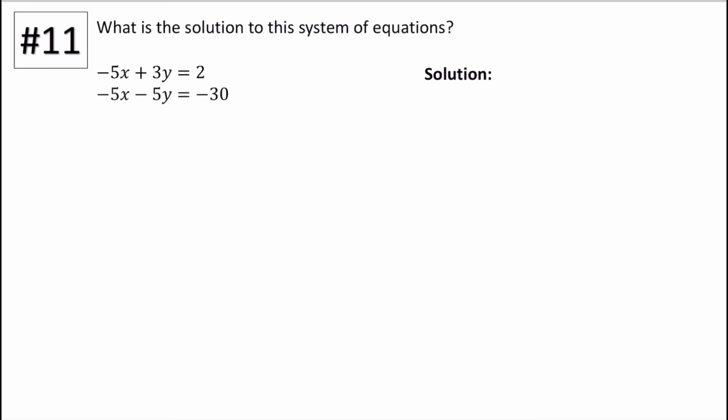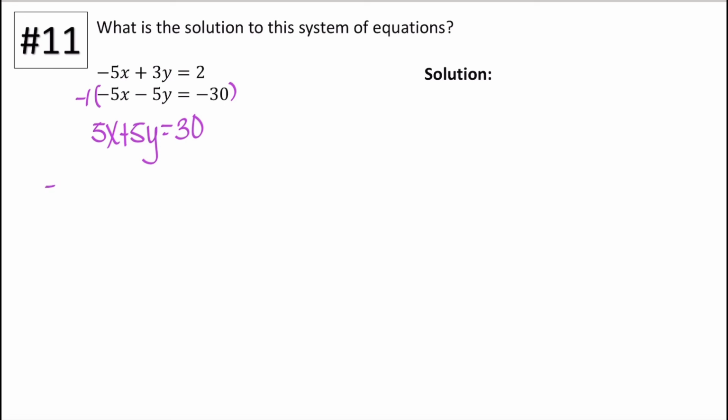In this problem, it asks for the solution to the system of equations. Notice my x terms are exactly the same. I have a negative 5x and a negative 5x. But remember, if I add them together, they're not going to cancel. So I need to multiply the second equation by negative 1. That will give me 5x plus 5y equals 30.